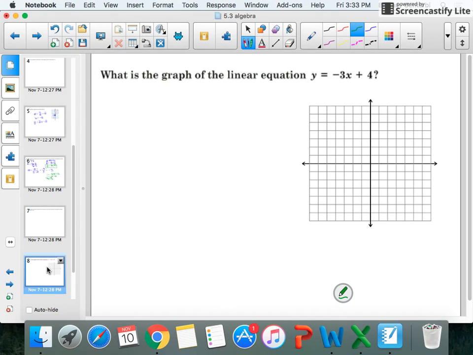And then lastly, we have graphing. So it says, what is the graph of the linear equation? So first we're going to have to figure out what the y-intercept is. So our y-intercept, again, is whatever's added or subtracted there at the end. So that's 4. And then our slope is -3 over 1. So remember, that's rise over run.